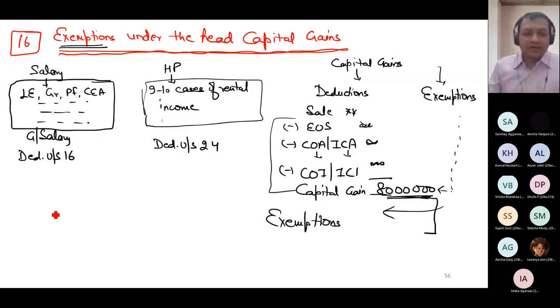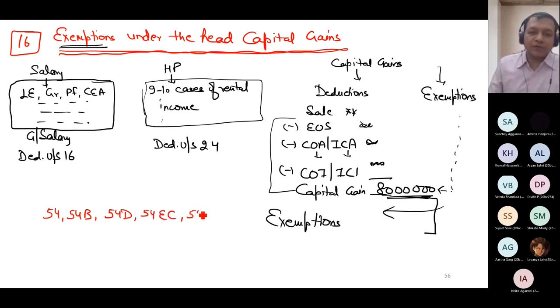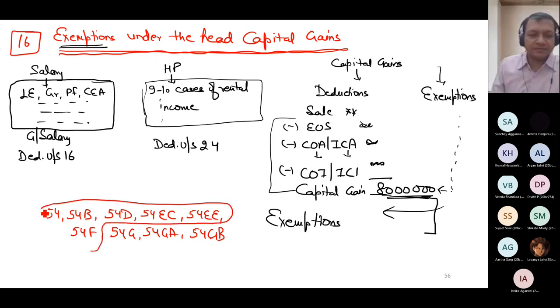Otherwise the total exemptions are 54, 54B, section 54D, 54EC, 54EE, 54F, 54G, 54GA, 54GB, but relevant ones are these. These are relevant: 1, 2, 3, 4, 5, 6. So let us start with 54.